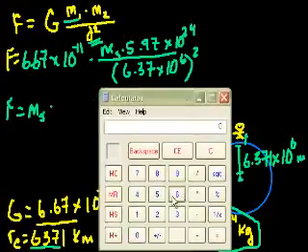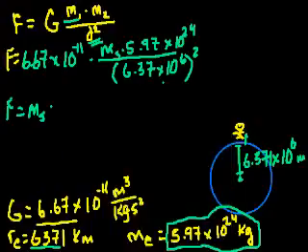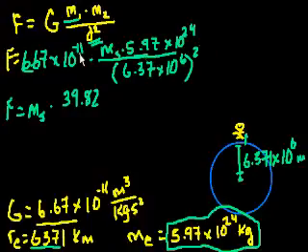So we have 6.67 times 5.97, which is equal to 39.82. I just multiplied this times this, and I have to multiply the tens. So 10 to the negative 11th times 10 to the 24th. We can just add the exponents because it's the same base. So what's 24 minus 11? It's 10 to the 13th, right?